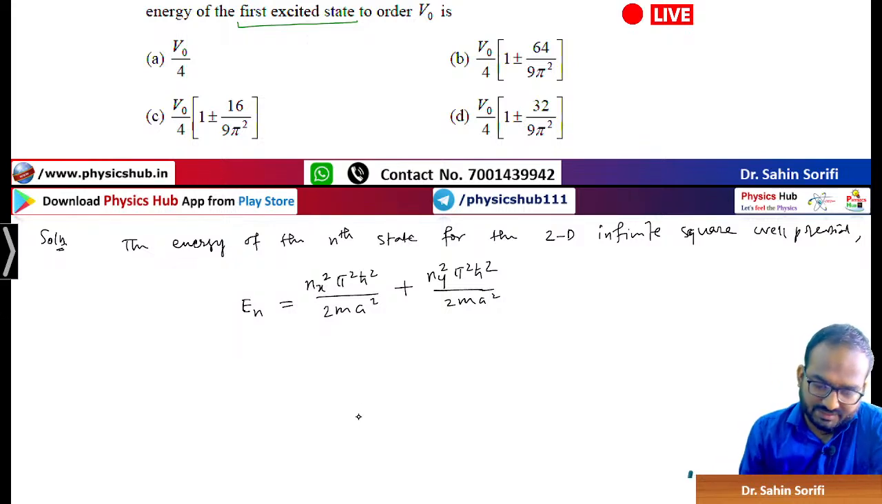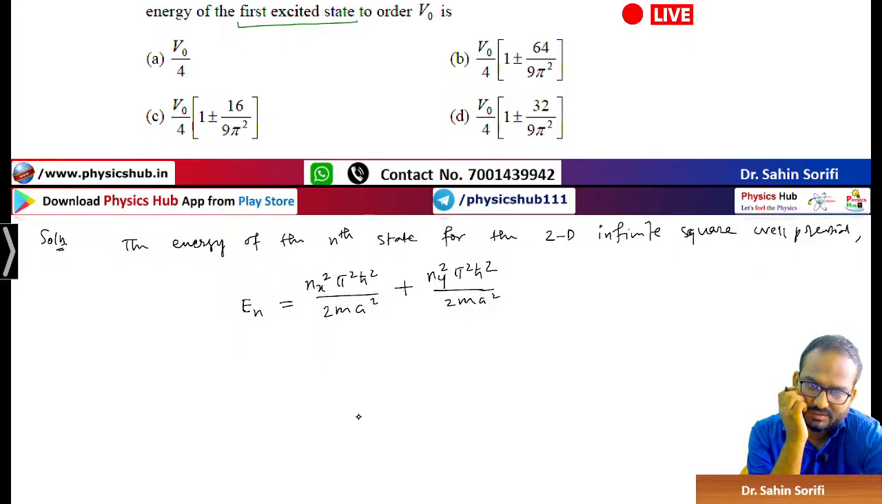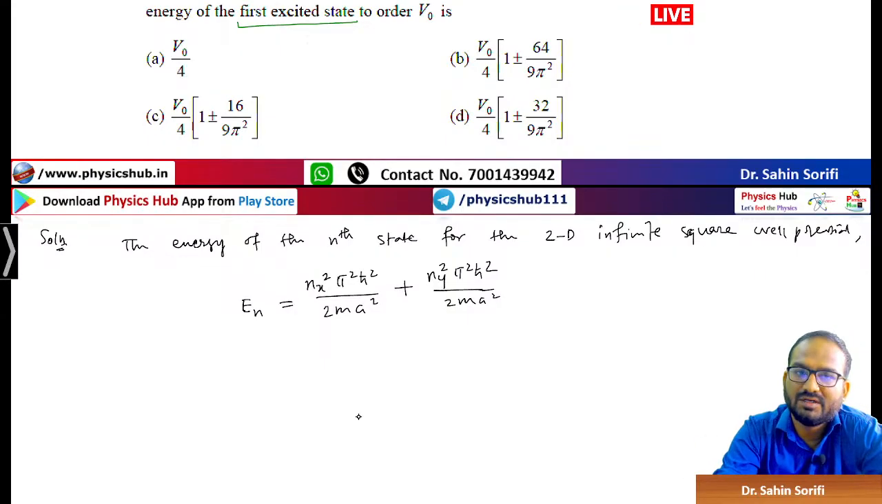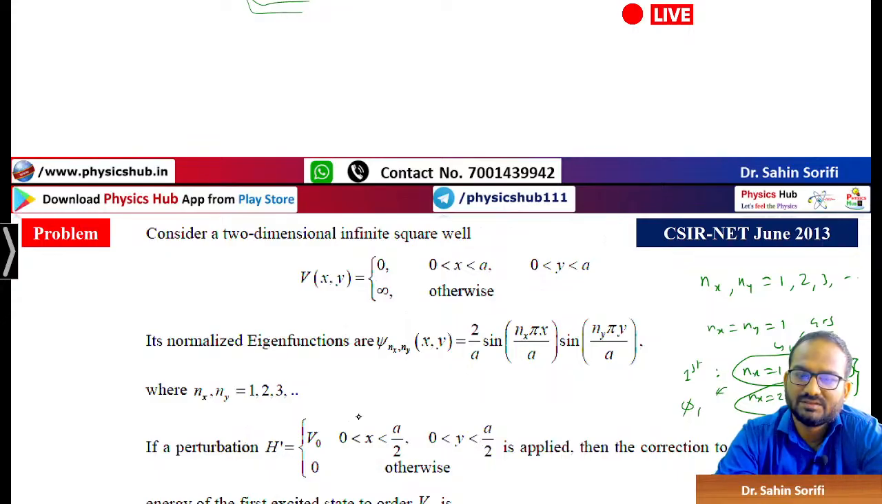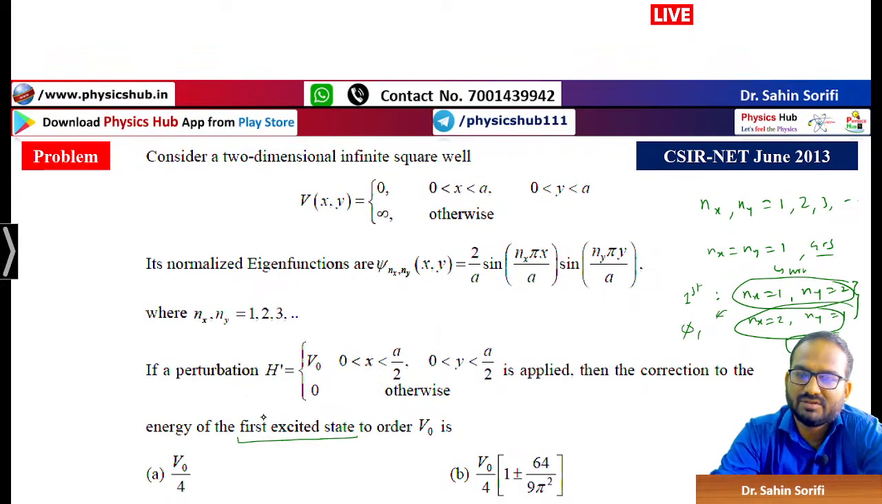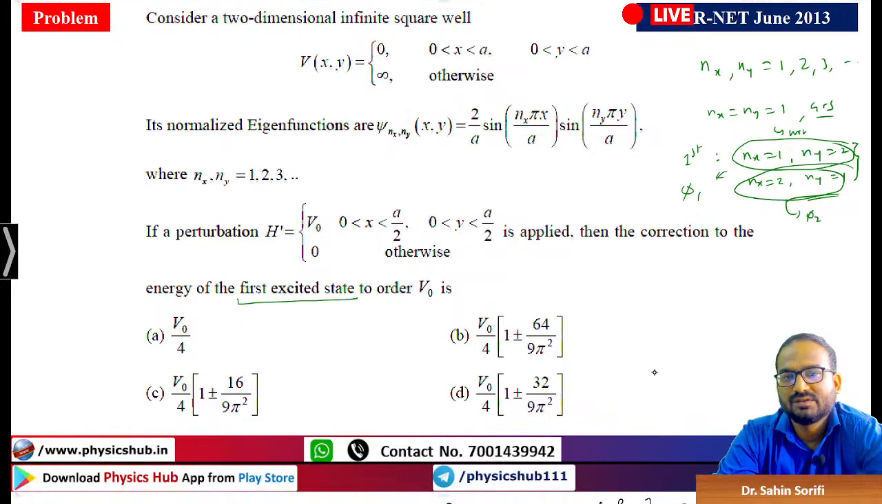So does it mean in degenerate type questions we have the words correction to the energy of the first excited state? It is not necessarily the first excited state; it will depend on which state is degenerate. It will never give you the ground state, because the ground state is non-degenerate. If it is degenerate, then only it will be applied. You can easily understand.